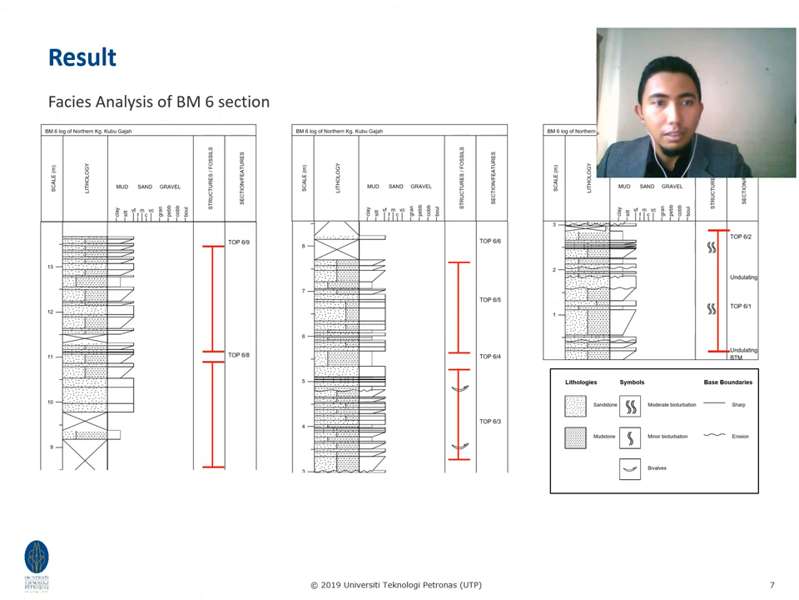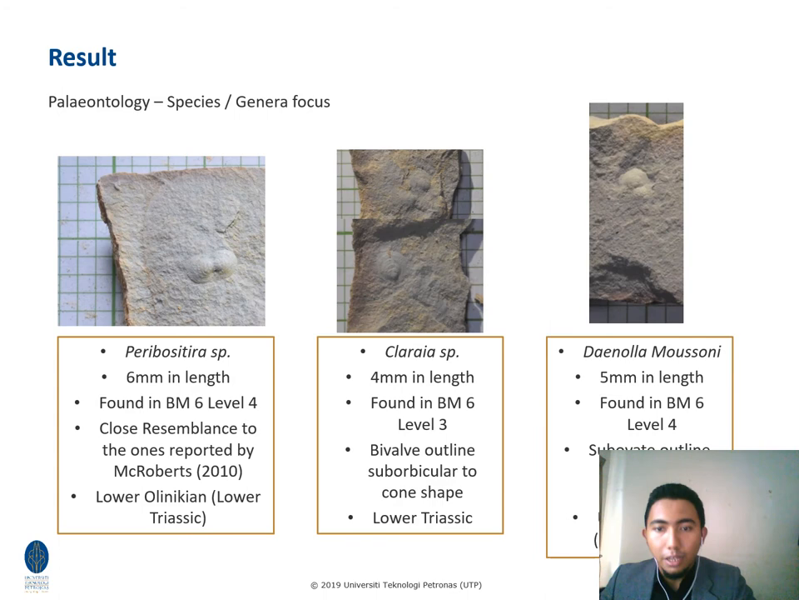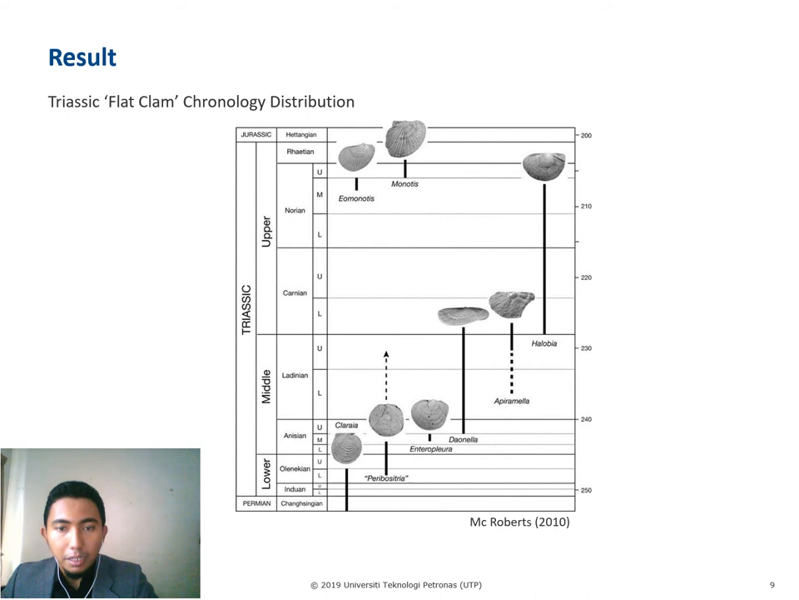Next are the paleontologic species and genera found in my outcrop, which first are the Peribositria species, Claraia species, and also the Nemocardium species. So for the Triassic bivalve chronology distribution, I found for the BM6 section that the age distribution of the black shale facies shale unit is from Lower Triassic to Middle Triassic. It is a slight difference from previous studies of Noliana Hamdan, which found an age distribution from Lower to Upper Triassic.